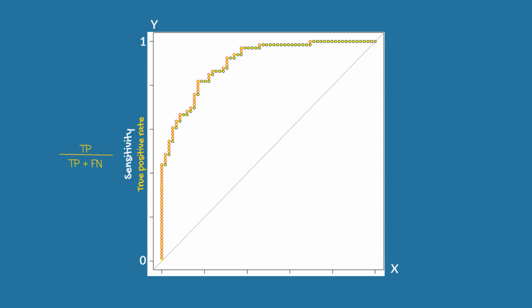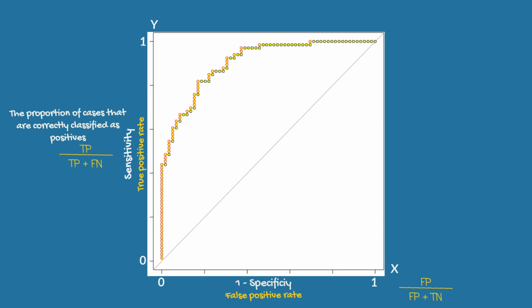And the x-axis, we have false positive rate, calculated by 1 minus specificity, and set from 0 to 1. The false positive rate is calculated by dividing false positives by the sum of false positives and true negatives. True positive rate shows the proportion of cases that are correctly classified as positives. And the false positive rate shows the proportion of cases that are incorrectly classified as positives.